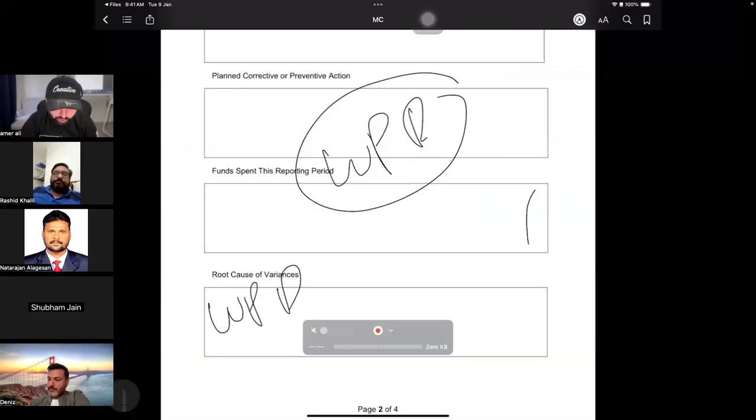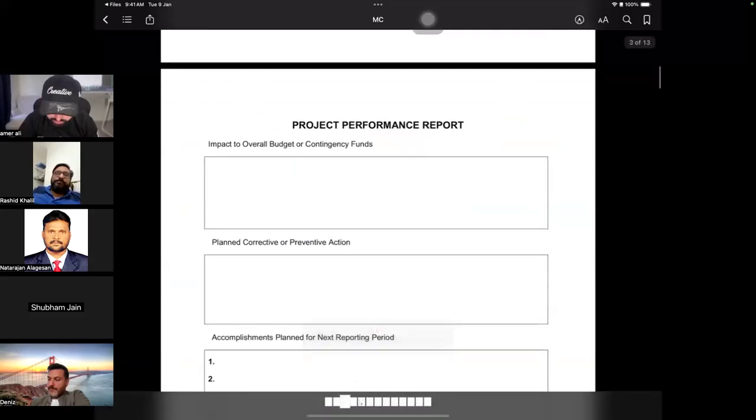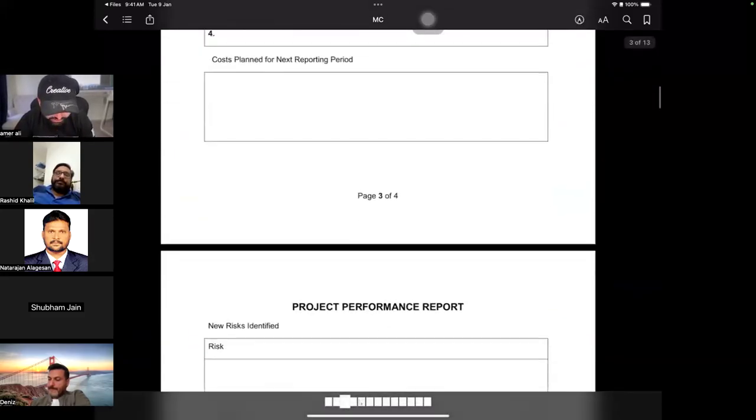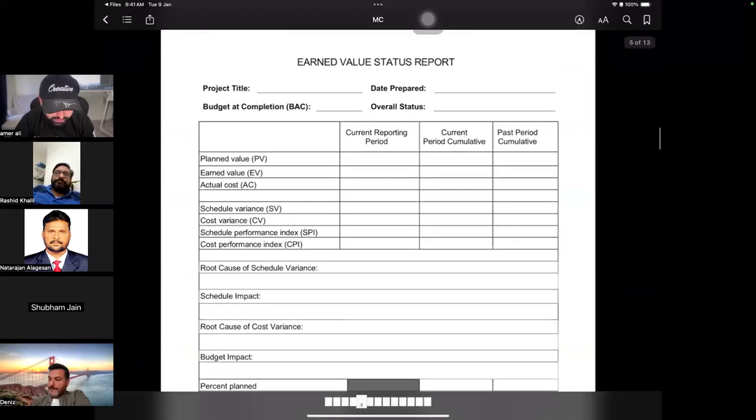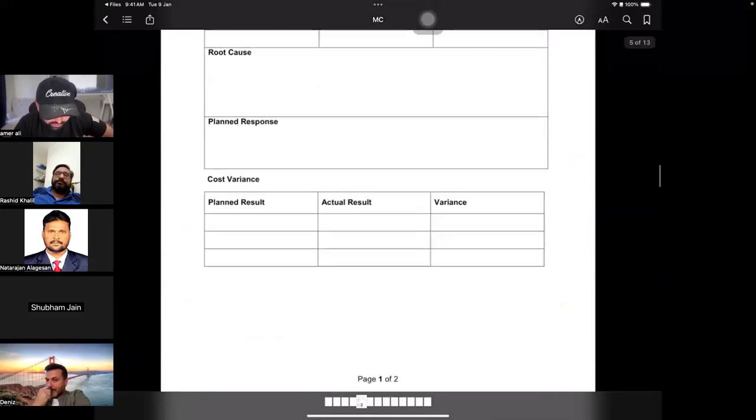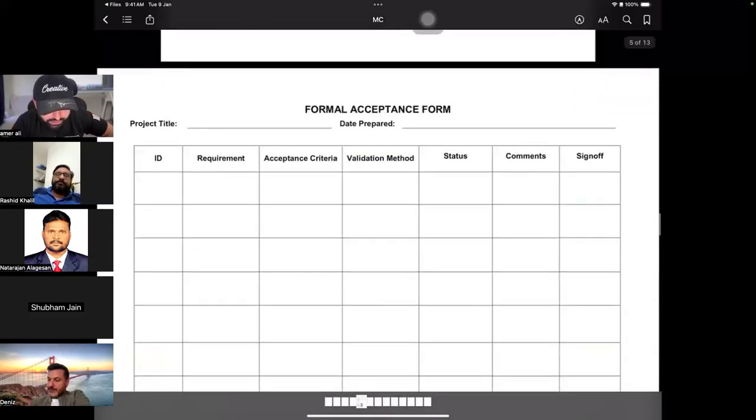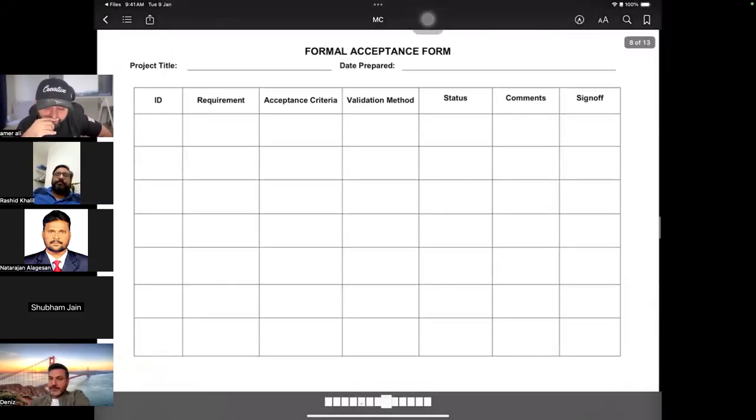Okay. So this is the work performance report for you. It is showing you all the impact here. Overall budget, accomplishment, etc. Risk occurrence. Earned value analysis, EV, which we discussed. Variance analysis. Acceptance form. This is when the client says the client has accepted the deliverable. This is acceptance criteria, validation, sign off. We are getting sign off from the client.